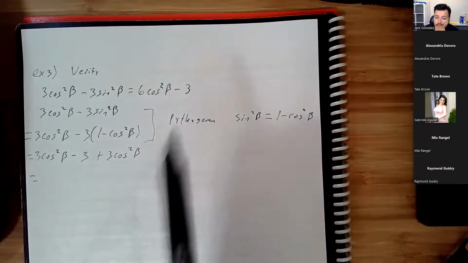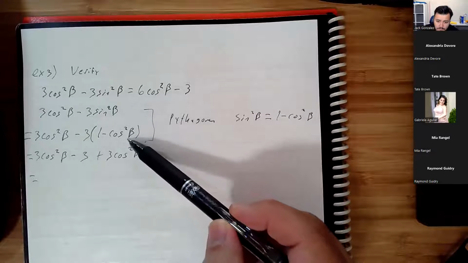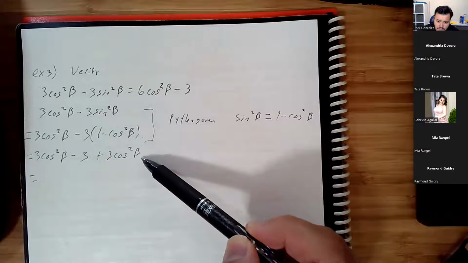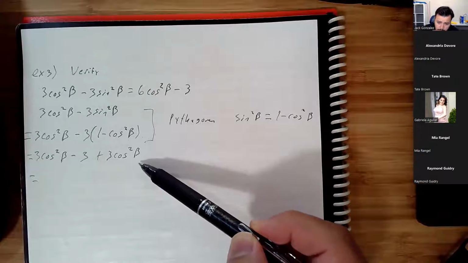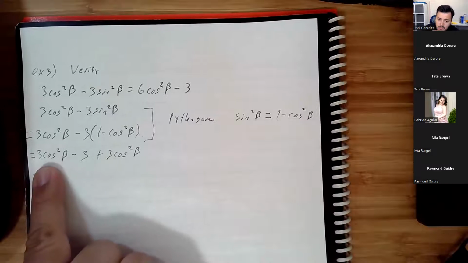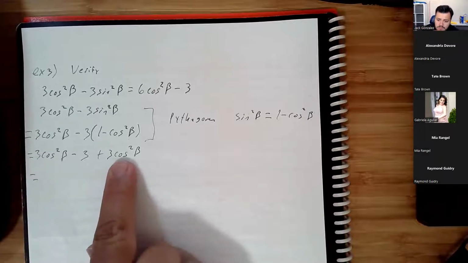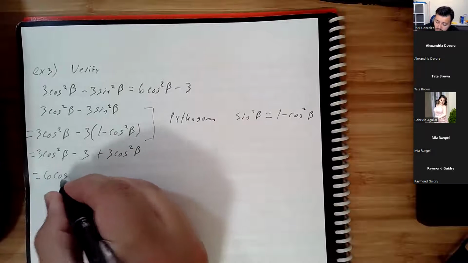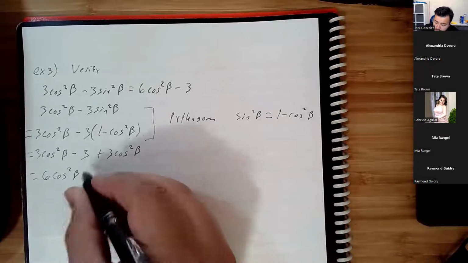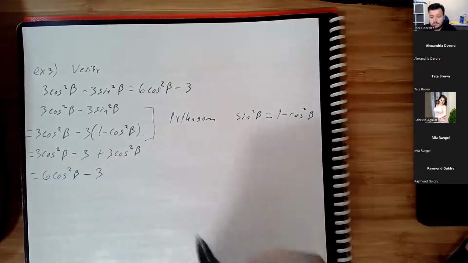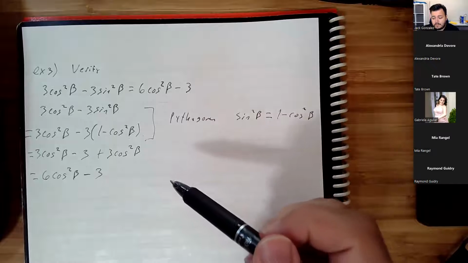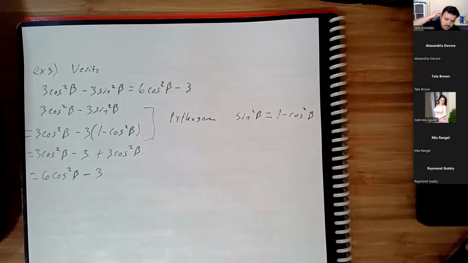All right, so I just substituted for sine squared here and distributed the 3. Now it looks like we might be done, right? 3 cosine squared plus 3 cosine squared, 3 plus 3 is 6, and then minus 3 is just there. And that's where we want it to go. Any questions on that? Do you see the logic?